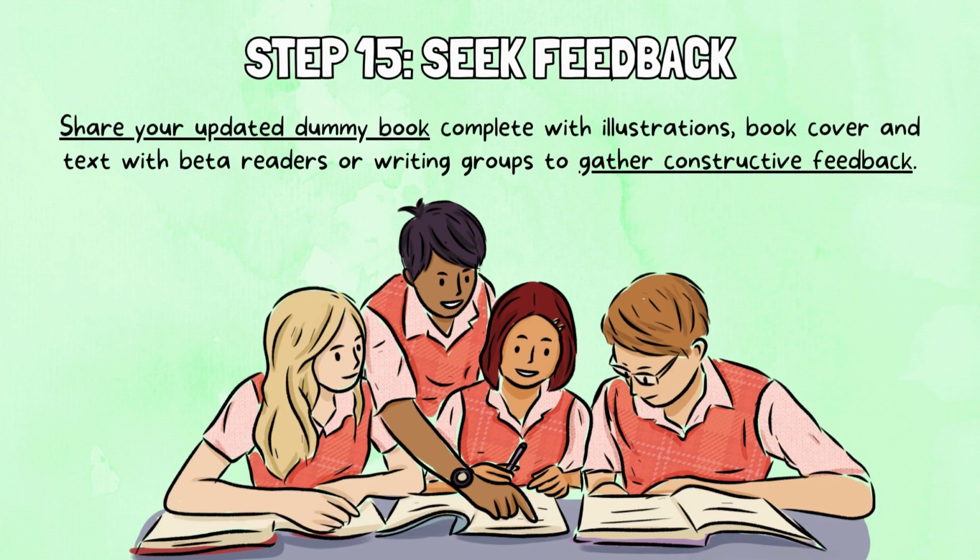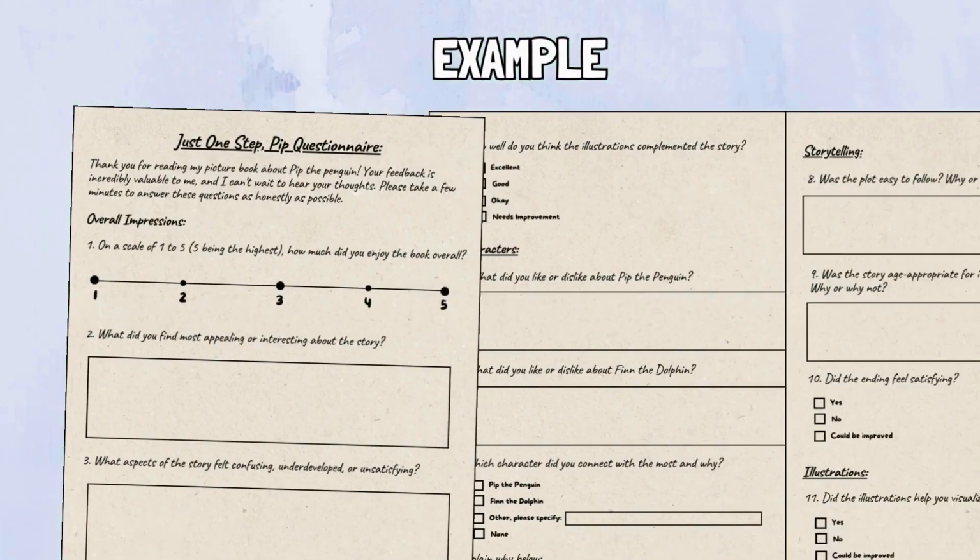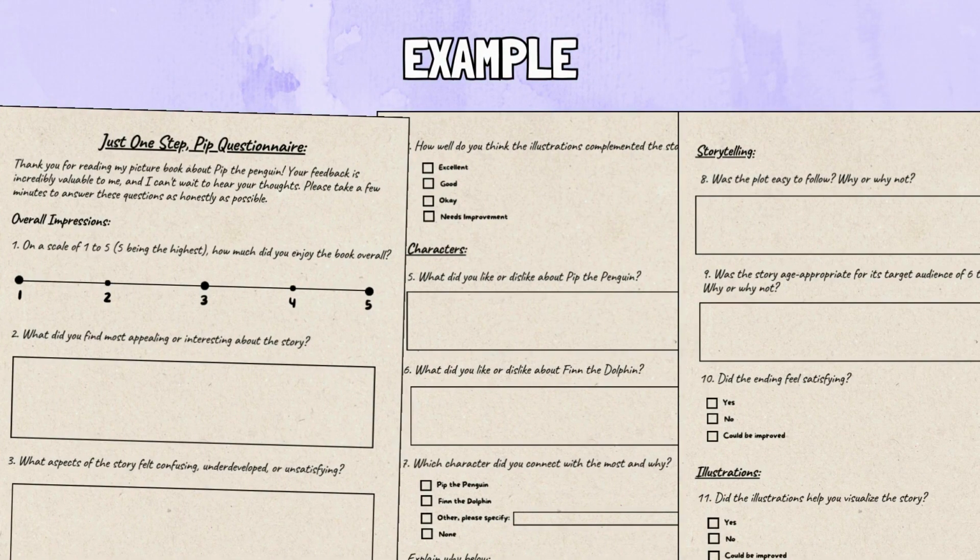Use this step as an opportunity to fine-tune your work based on diverse perspectives, ensuring your picture book resonates effectively with your target audience. Be open to constructive criticism and iterate on your book, illustrations, and design to create a polished final product that captivates readers. Feedback is an essential part of the creative process, contributing to the overall success and impact of your picture book. Here is a sample questionnaire that can be given to beta readers to gather feedback on our picture book.